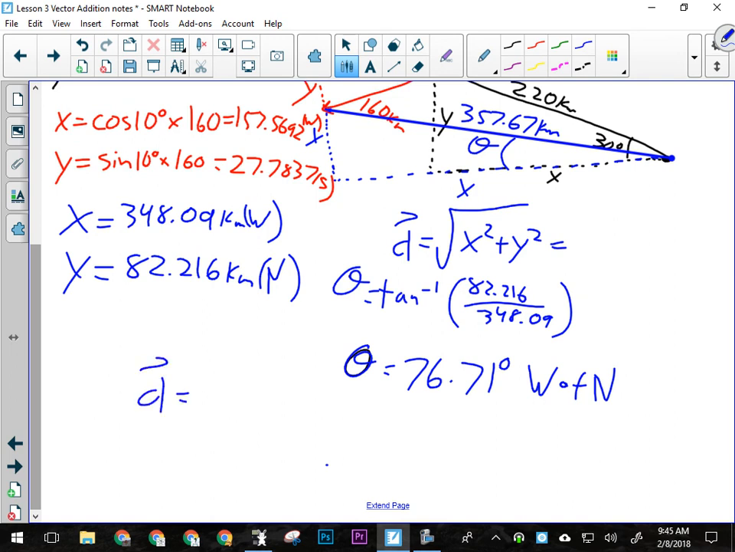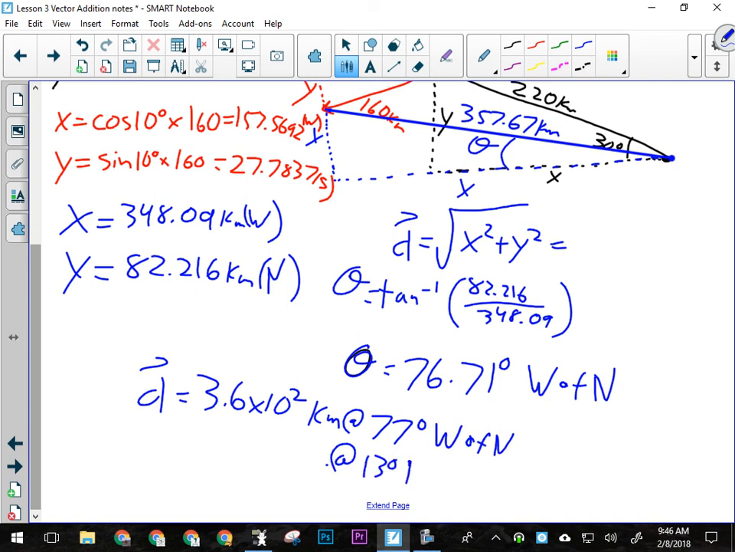So my total displacement will be 3.6 times 10 to the 2. I have to put it in scientific notation because I only have two significant figures. So 3.6 times 10 to the 2 kilometers at 77 degrees west of north, or at 13 degrees north of west. Either one of those would be acceptable as an answer.